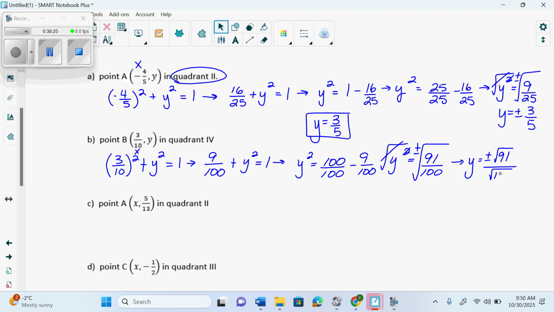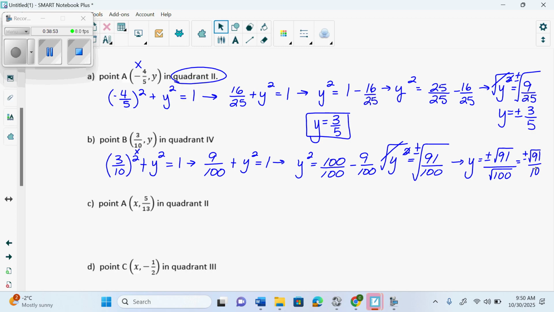Why would I do that? Because 100 is a perfect square. So if one of them is a perfect square, you would split them. So now I would have plus or minus root 91 over 10. Right? If you don't believe me, you could go root 91 over 100, get a decimal, and then go root 91 over 10. They'll be the same decimal. Don't believe me? Okay? Same answer.